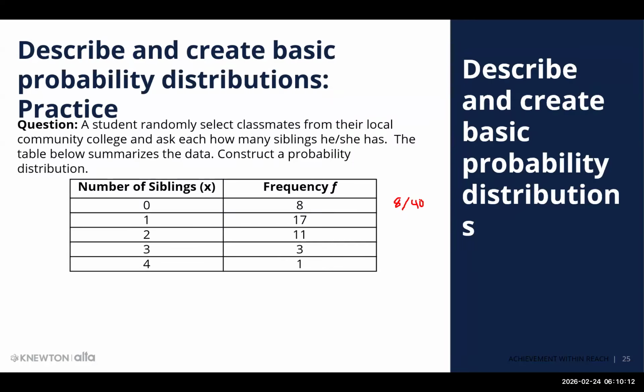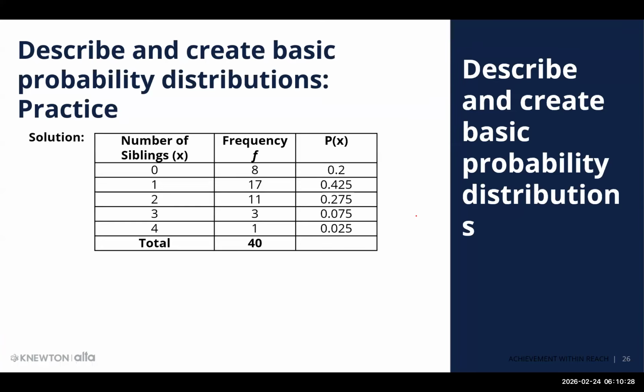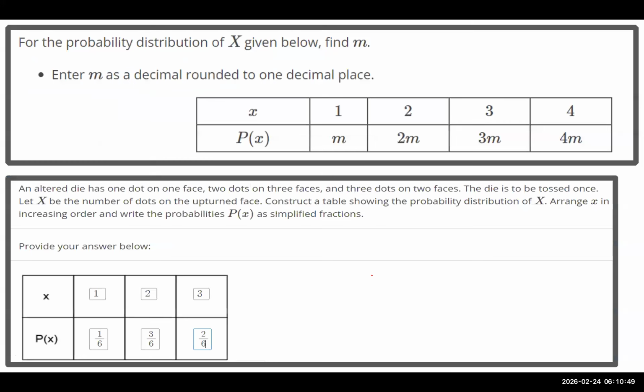You can certainly reduce. The probability would be 17 out of 40, and so on. And if you convert these to decimals, you would end up with these values as the probabilities. And they all add up when you add up 0.2, 0.425, 0.275, 0.075, and 0.025. They add up to 1.